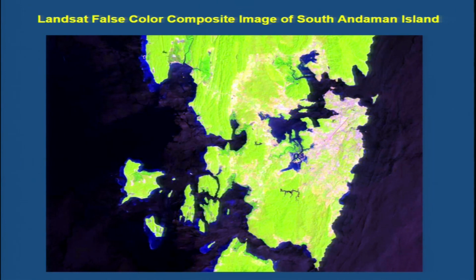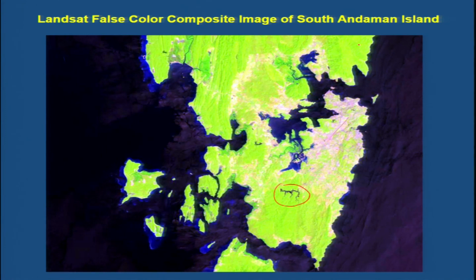This is the Landsat false color composite image, and on this image you can also highlight some features. Here you can see a very linear feature, that is the airport. This is the Port Blair airstrip, and here first the greenish part. Okay, let's move from the major to the minor.